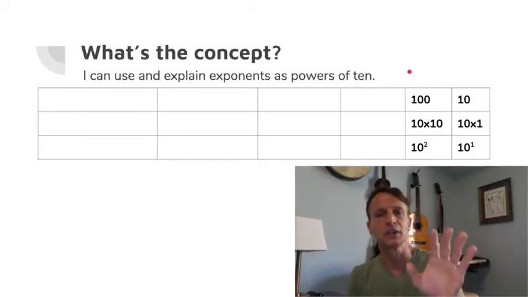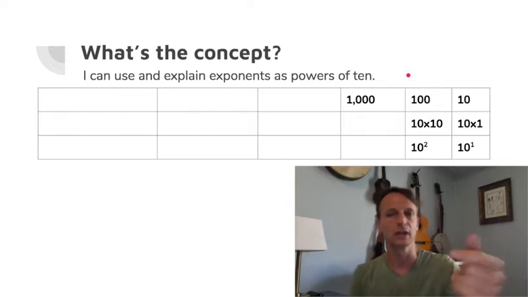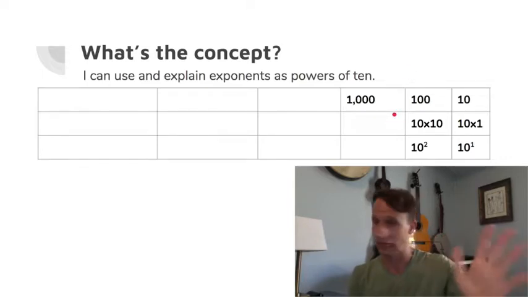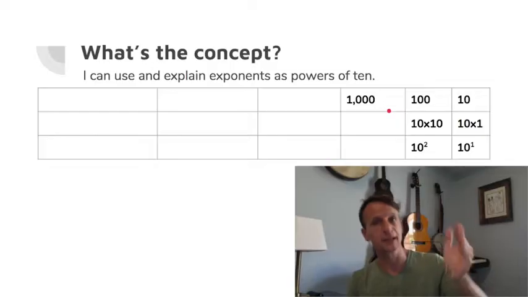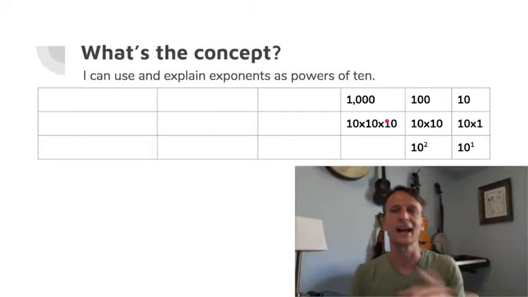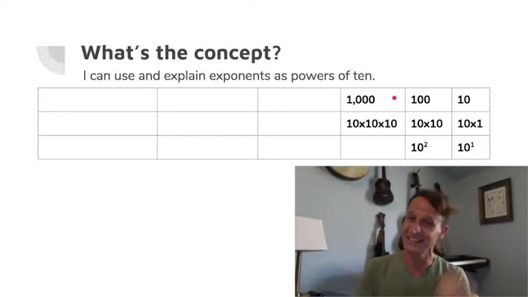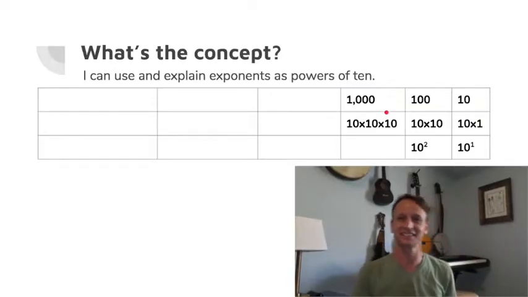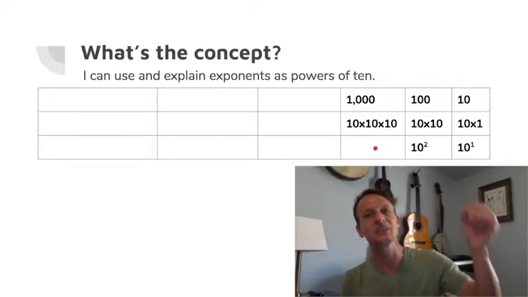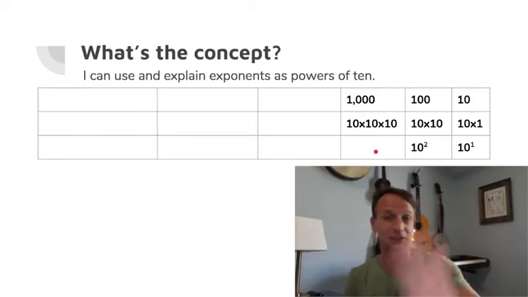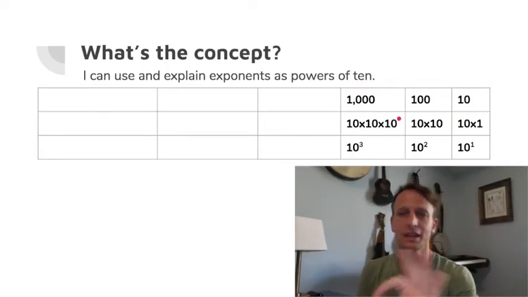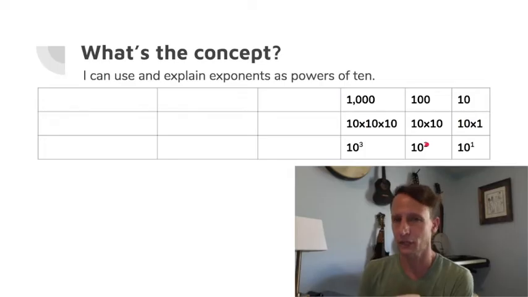Here we go. What do you think's next? Yes, 1,000. Okay. What's that in multiplication? We've been doing lots of this. 10 times 10 times 10. Great. Okay. I bet you can guess. How do we write that as an exponent? Yes, very good, Jack and Kevin. It is 10 to the third power. Now let's see if you can guess this one. 10 to the second power we call 10 squared. What do you think we can call 10 to the third power?